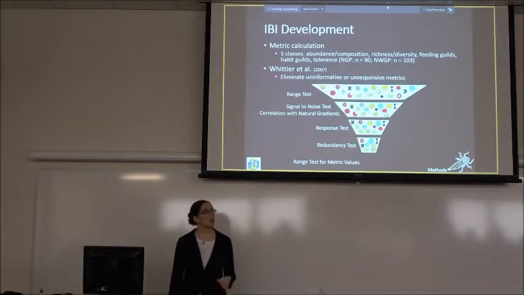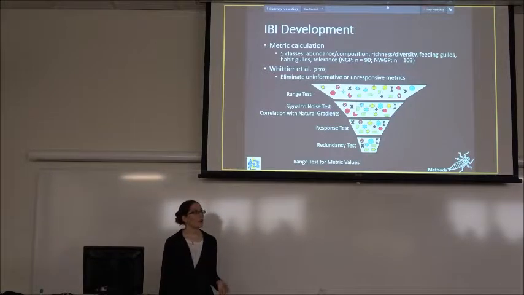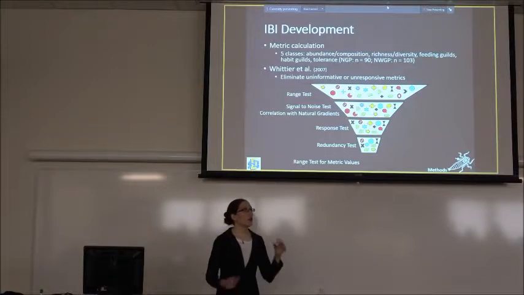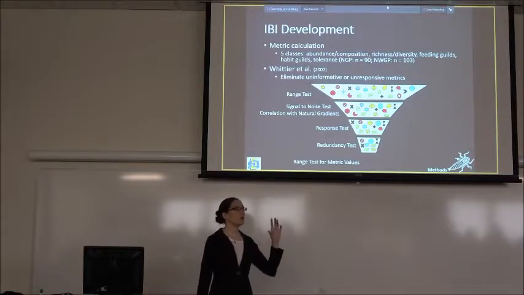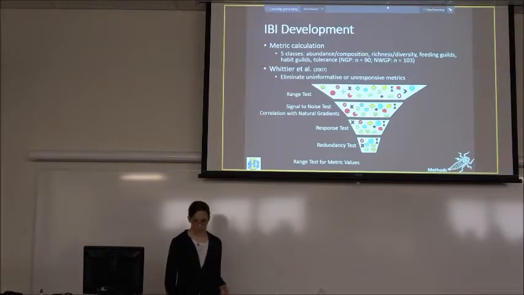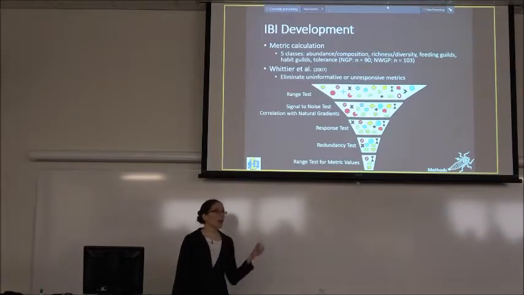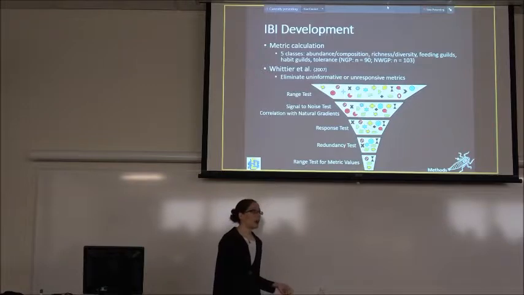And then finally, we look at another range test for metric values. We don't want to keep metrics that overlap in scores between the impaired and non-impaired sites, because then they're going to score sites very similarly. After that, we have the final metrics to be included in our IBI.